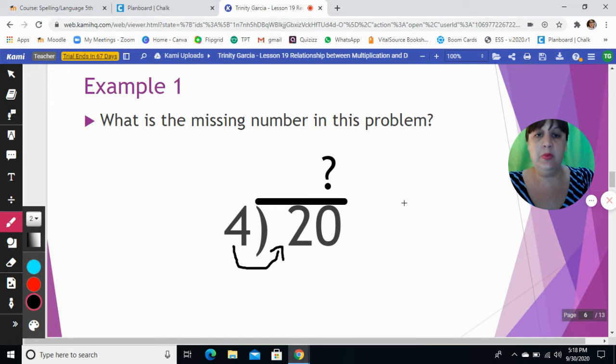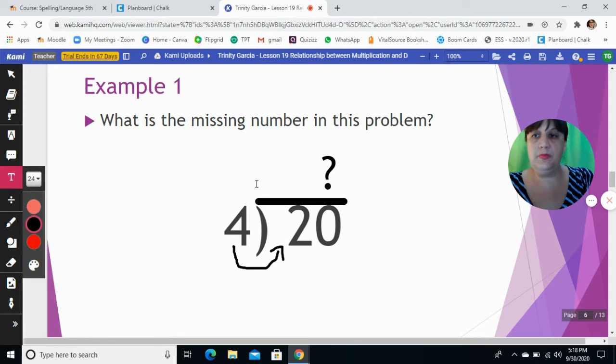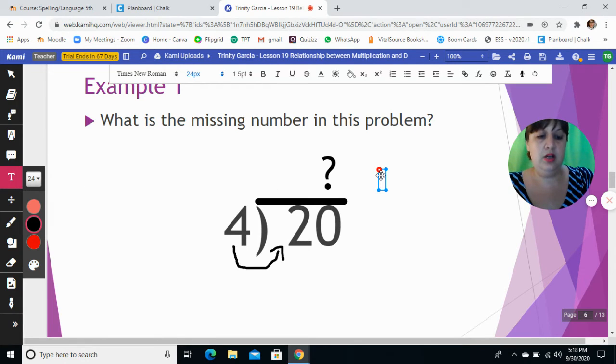Because we know that 4 times what equals 20? What do we know? 4 times what equals 20? Good. 4 times 5 equals 20. So if 4 times 5 equals 20, then we know that 4 goes into 20 5 times. So we could take away the question mark.